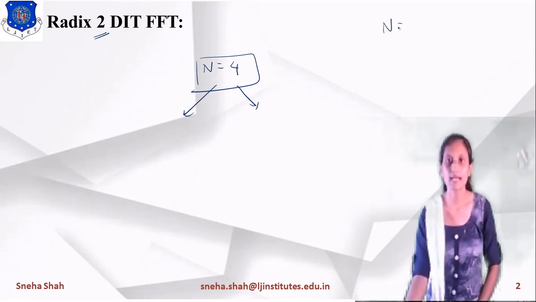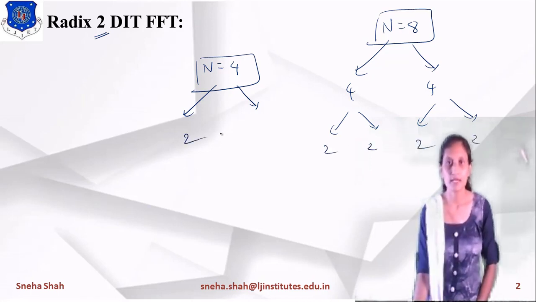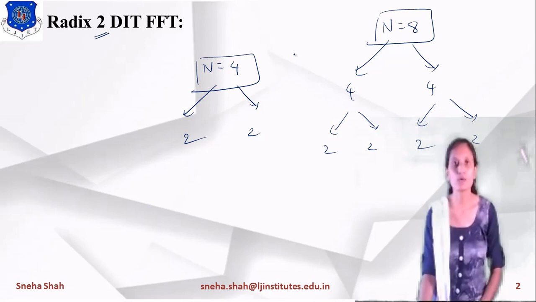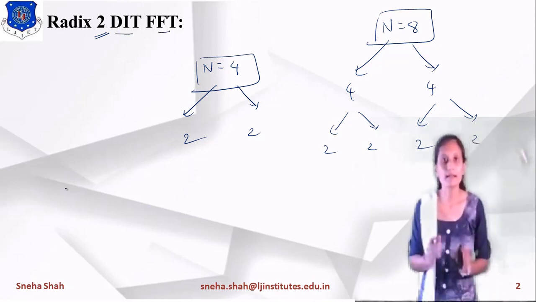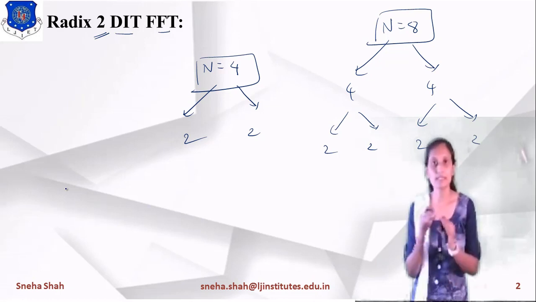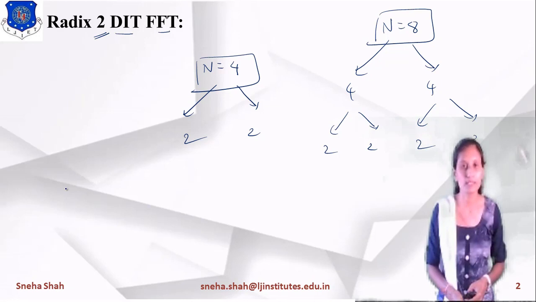Suppose if I am taking N equals 8, then it will be divided into 2 parts. It will be 4 parts, right? So up to 2 it will get divided. This will be divided into 2 parts. So this way we are dividing the whole term, so it will be considered as decimation in time. So we are dividing the time domain into 2 parts. So it will be considered as the radix 2 DIT-FFT algorithm.